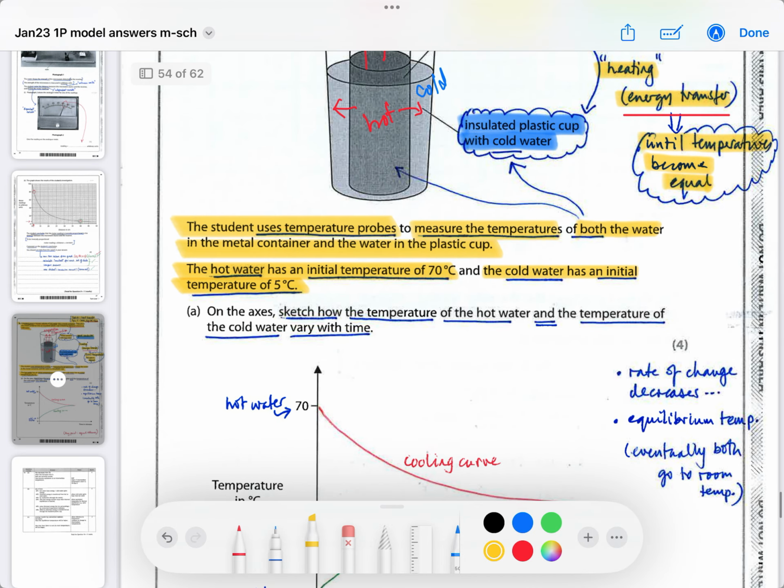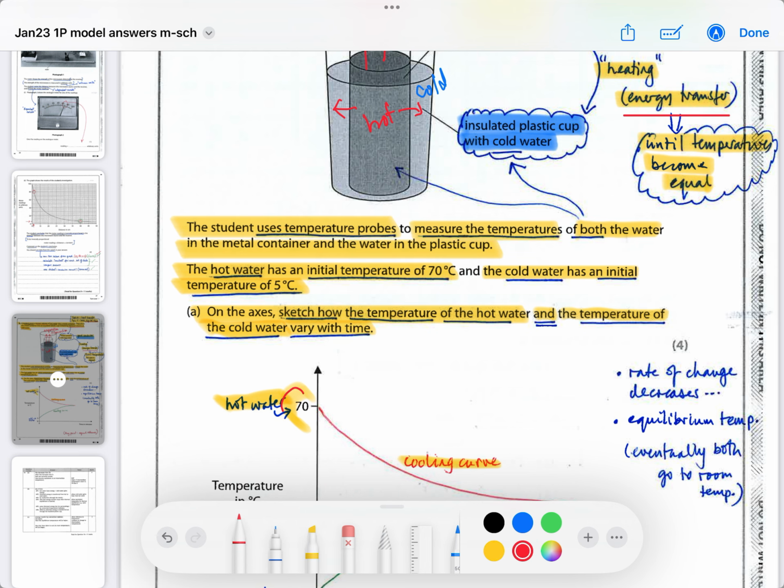And then what they want you to do is to draw a cooling curve and a heating curve. It says, on the axes below, sketch how the temperature of the hot water varies with time and the temperature of the cold water varies with time. Well, the hot water will cool quickly at the start, so that'll be a cooling curve. It's going to curve because at the beginning, the temperature is the hottest.